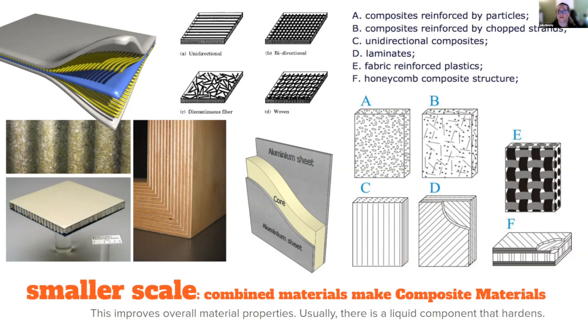And unidirectional composites, which is where there is some sort of strand-like component to give tensile strength to something that might be more brittle, like an epoxy. Or I suppose rebar and concrete is an example of this as well, where the thing that gives it the tensile strength is only going in one direction.